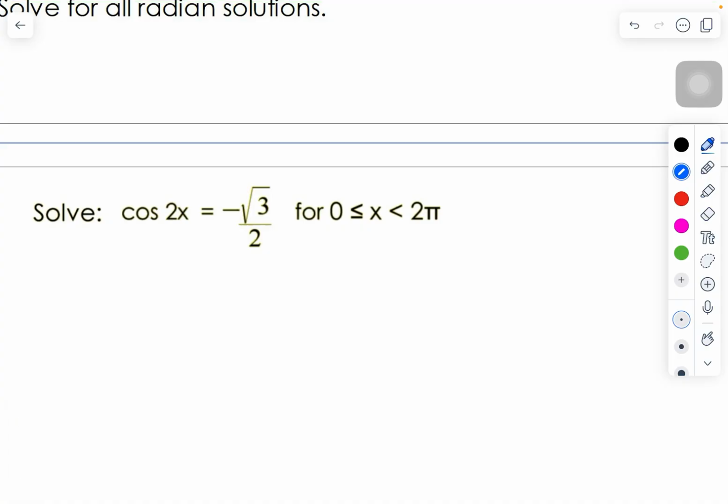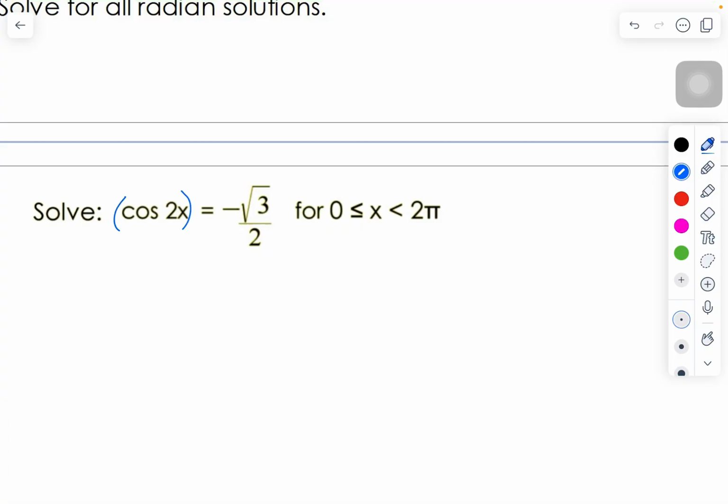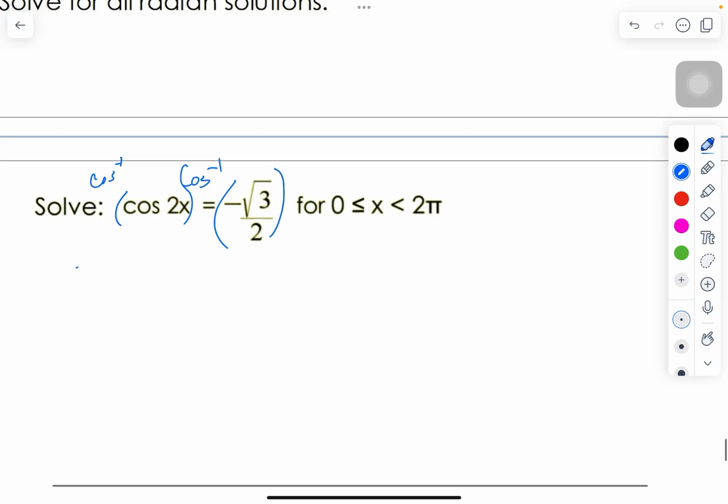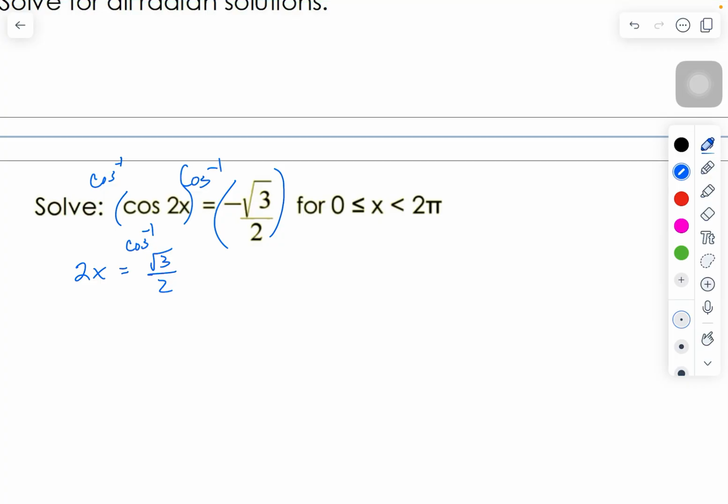I'm going to take the inverse cosine. Now, I'm going to keep in mind with my inverse cosine when I'm solving this, I'm going to get my reference angle for the square root of 3 over 2. The inverse cosine of square root of 3 over 2. And that reference angle is going to be 30 degrees, or in radians, pi over 6.